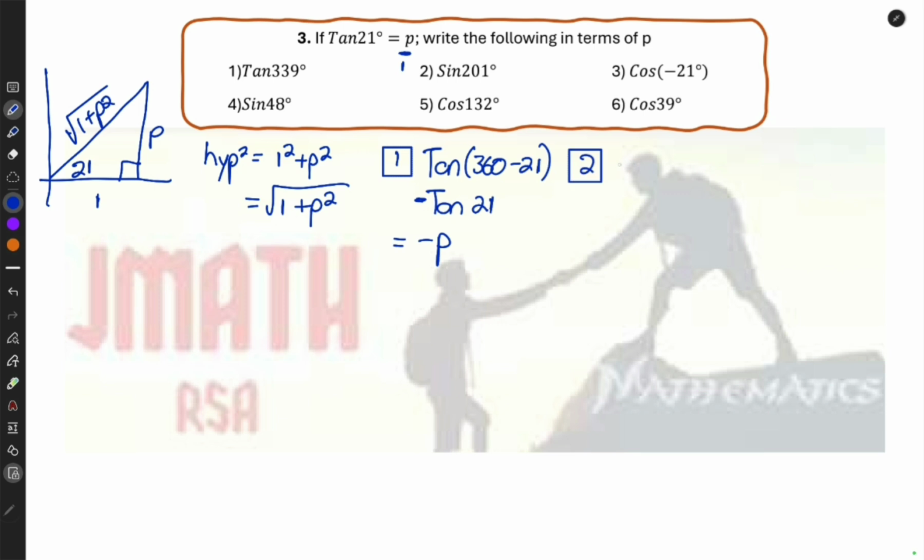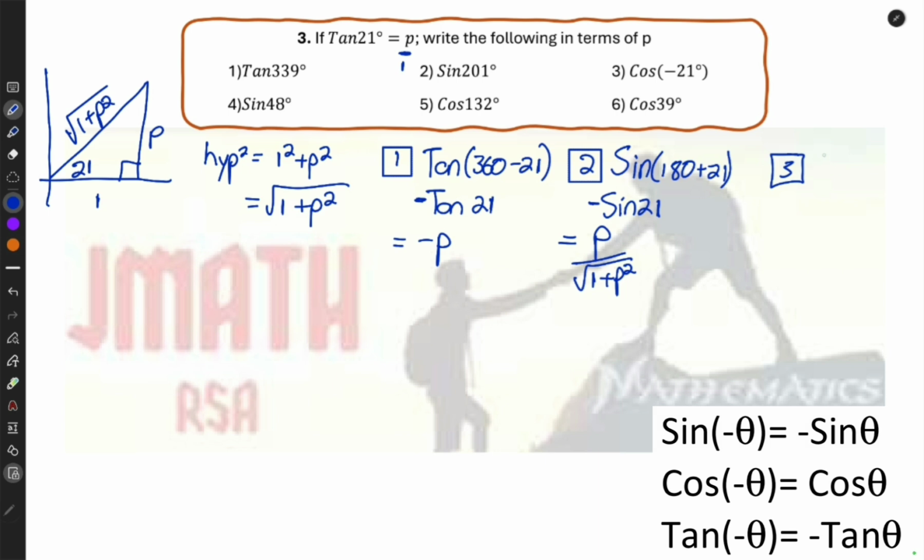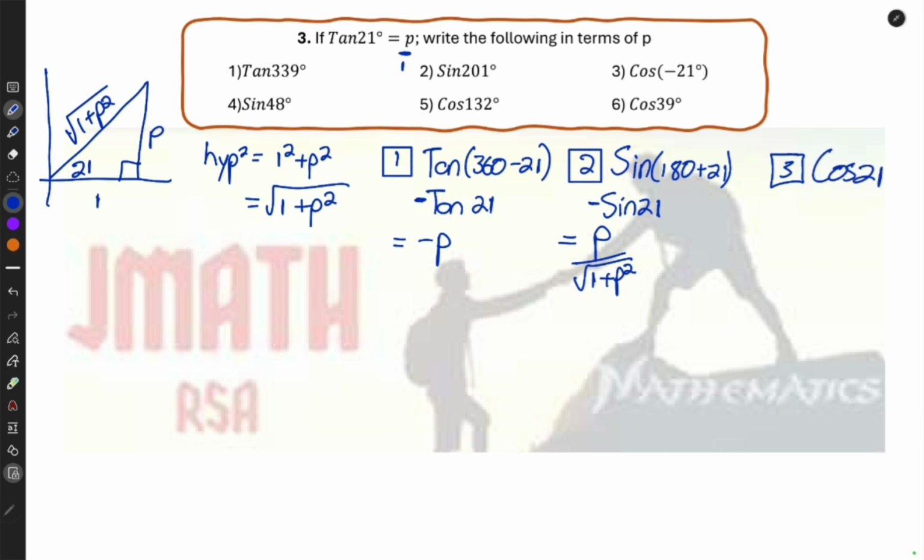Question 2. So sine 201, that's the 3rd quadrant. So it's sine(180 plus 21). Sine is negative there, so minus sine 21, and sine is opposite over hypotenuse. So from the 21 side, I can see opposite is p, and hypotenuse is square root of 1 plus p squared. Question 3, cos of a negative. Remember, cos just eats the minus, so the minus just goes away, and that's just cos 21. And then if I look at the triangle, it's adjacent over hypotenuse, so 1 over the root of 1 plus p squared.